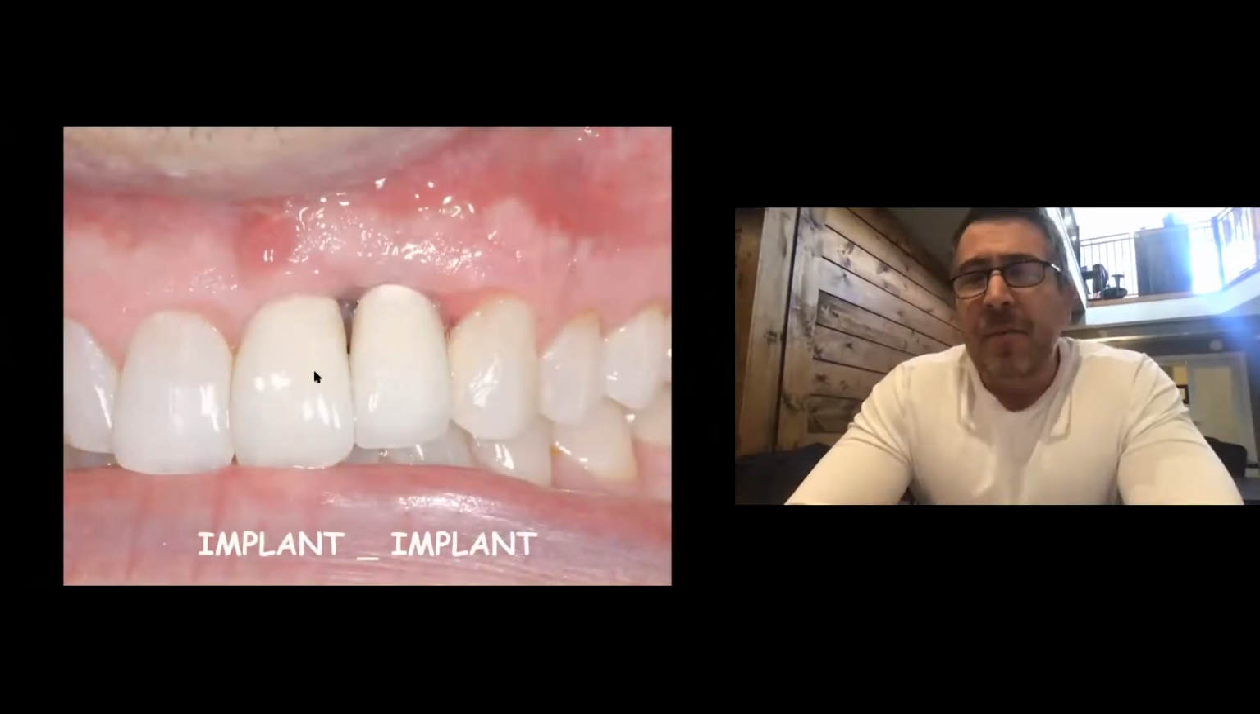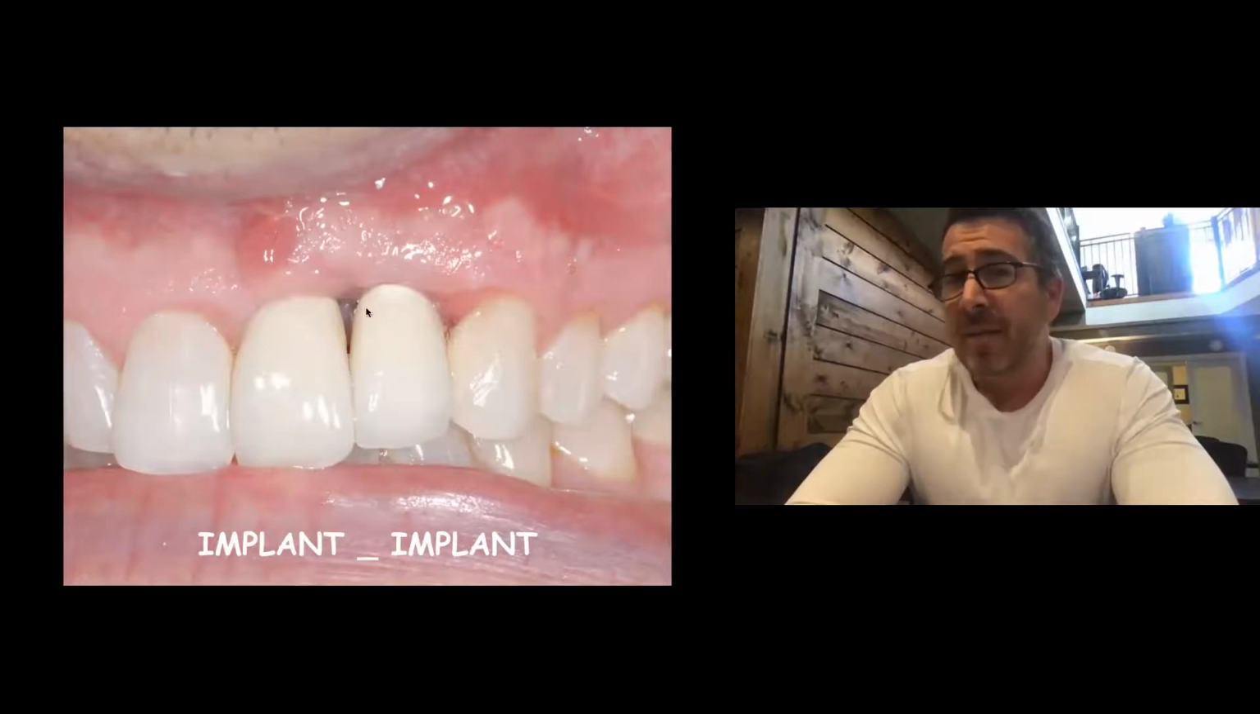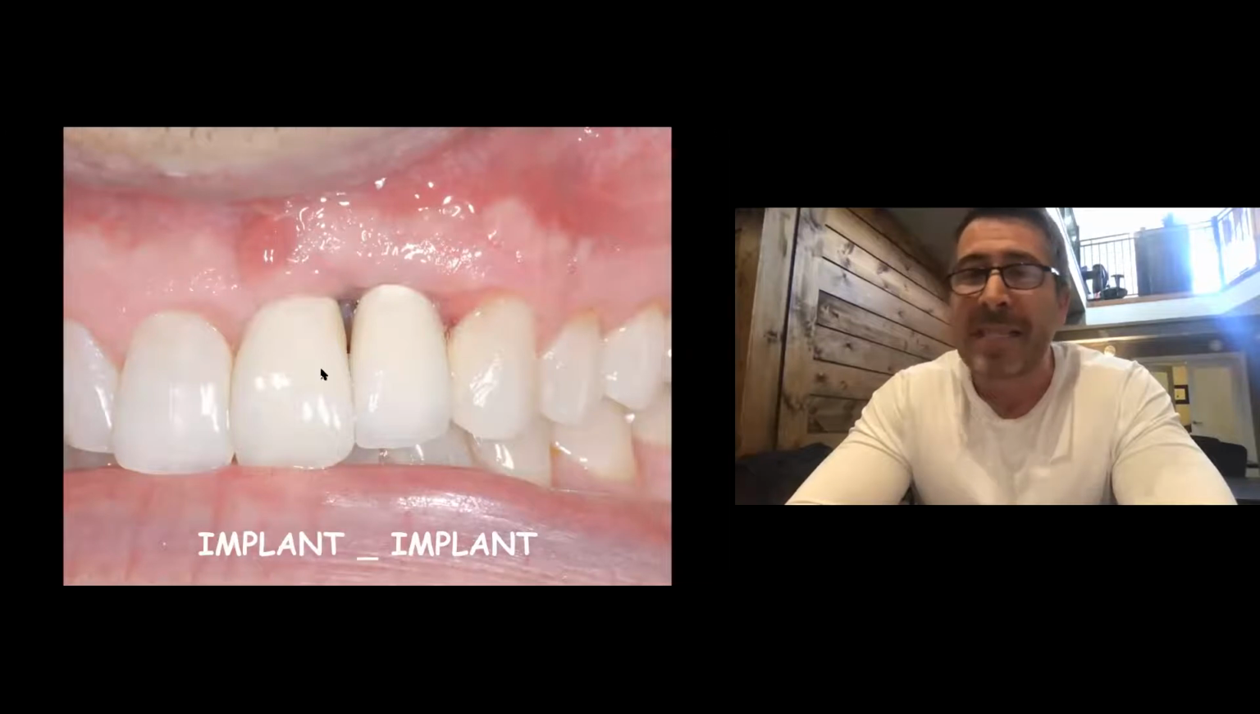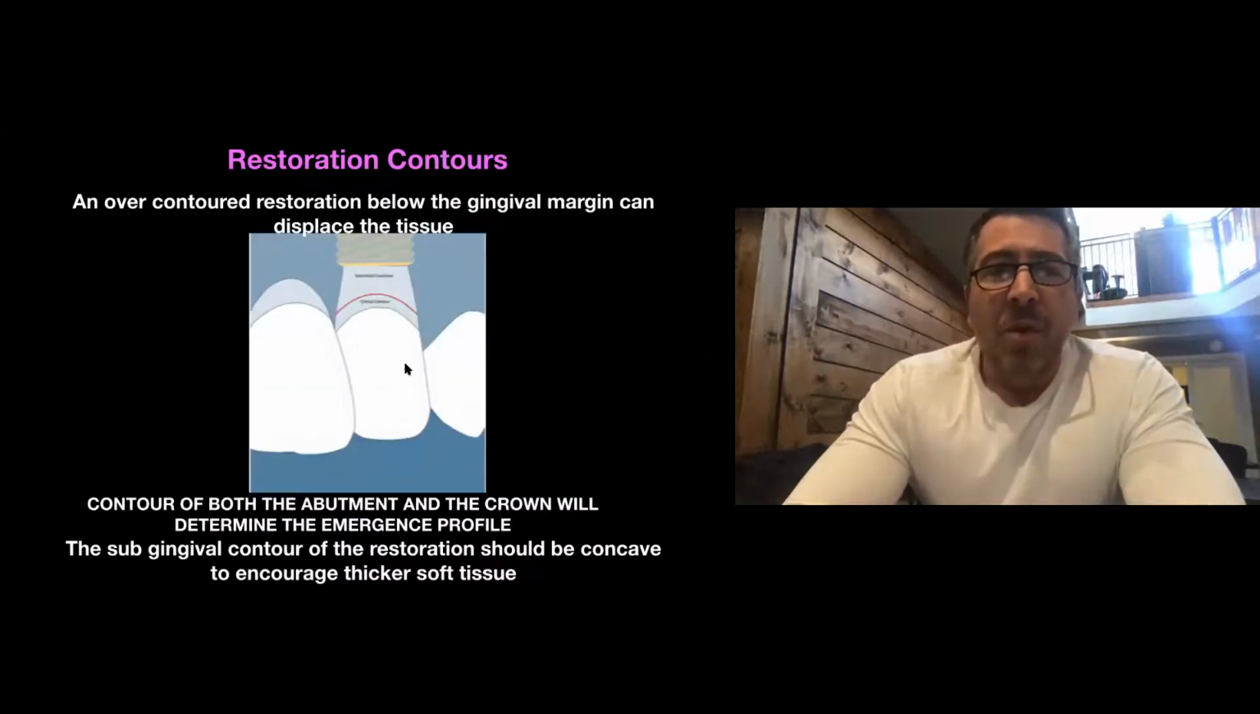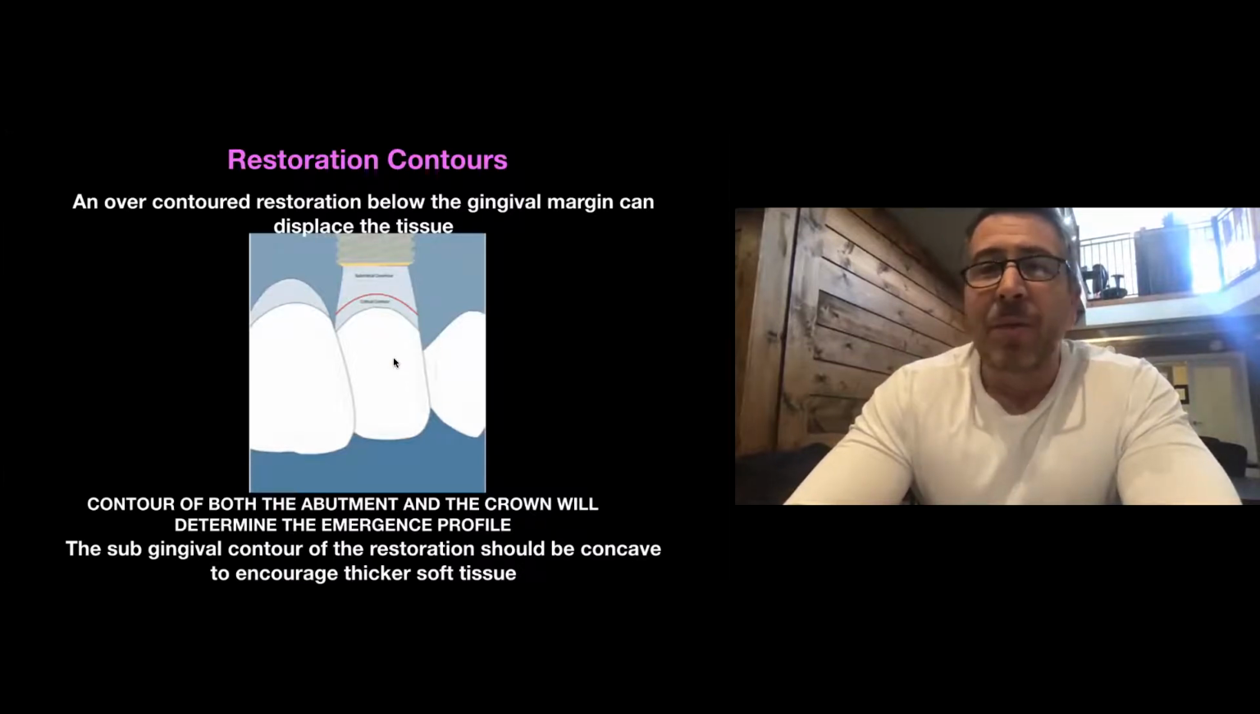Here's what it looks like if you put two implants together. So implant and implant as opposed to implant with a cantilever. With implant to implant, I'm not going to get a great papilla. So I'm less inclined to do that in the aesthetic zone. So we place our implant, we're going to do our crown. And when we do our crown, we can actually change the appearance of the soft tissue with the contour of the crown itself. If the crown is over contoured, it'll start to push the tissue away and move it more apically.